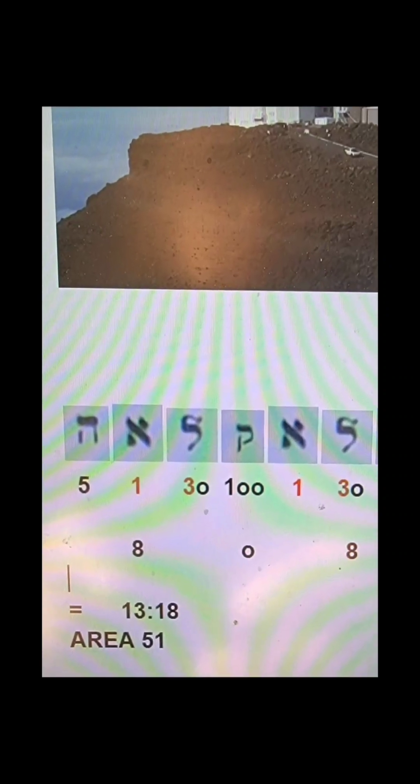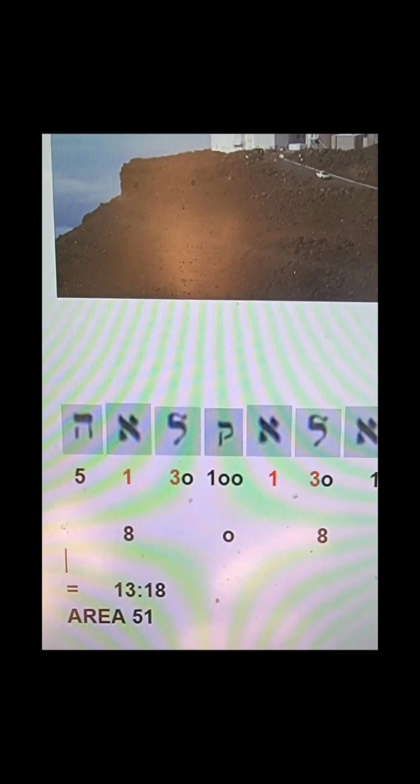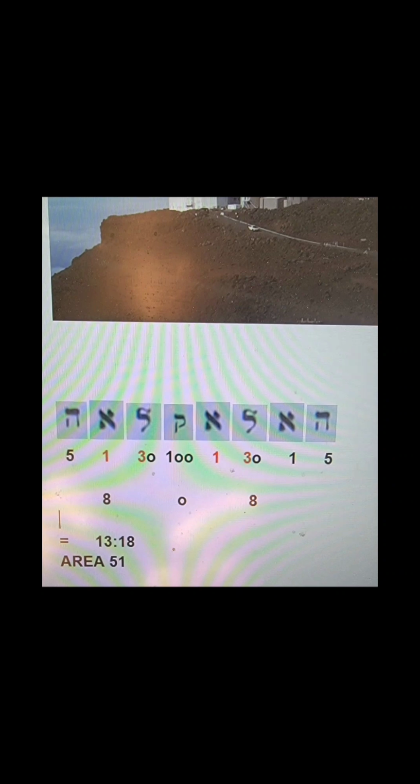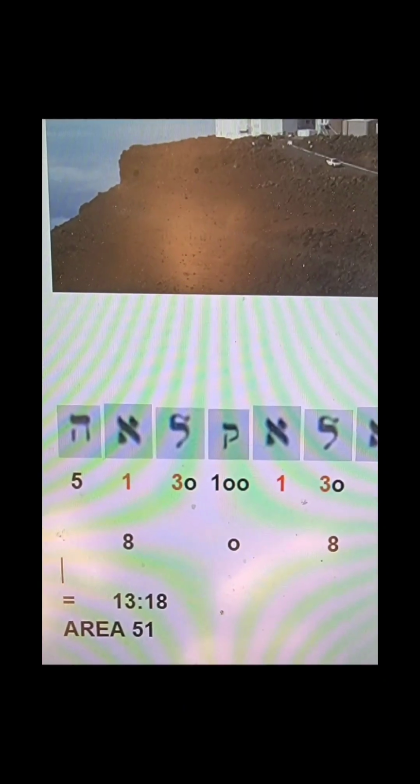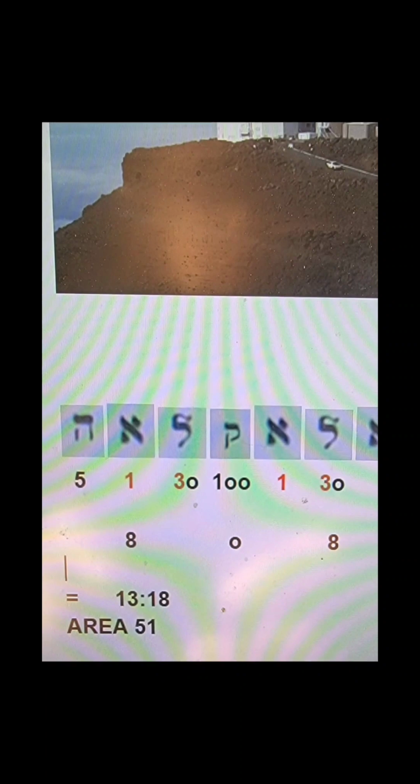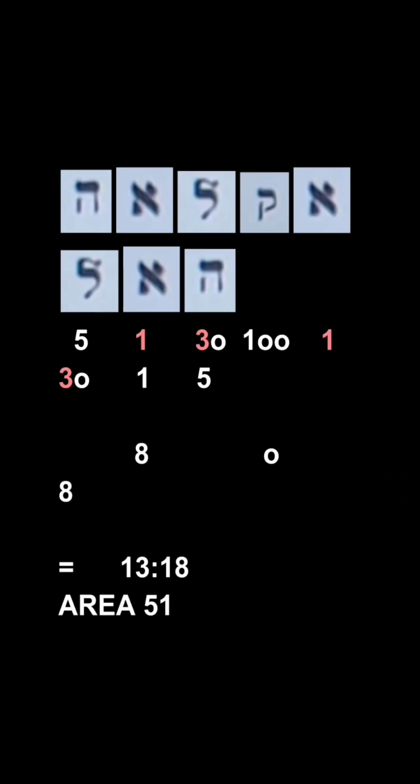To me, what that represented was 1318, also Area 51. So again, we're going to read from left to right. 5, 1, 3. Add the 5 and the 3 on each side, you get 808. So that gives us Revelation 13:18 in the New Testament, as well as a reason to think that this might be Area 51. Again, this is my thinking. You can believe it or not.